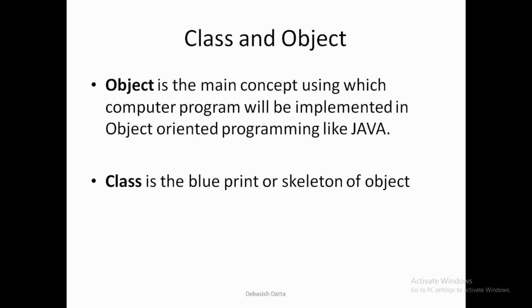Now, whenever we write a Java program to perform any task, we always create objects. Objects represent the real world physical entities which we see in day-to-day life, and a class is the blueprint or prototype or skeleton of an object.